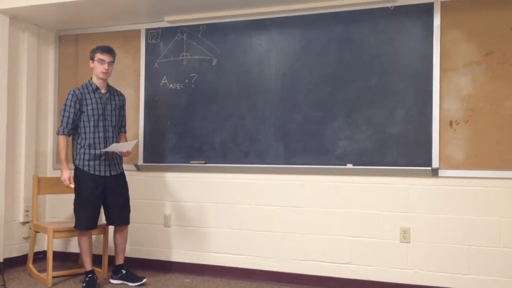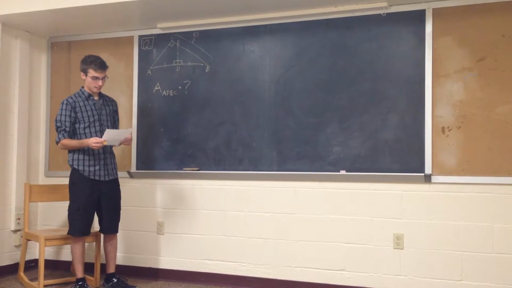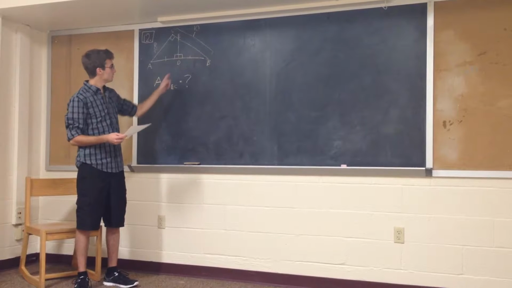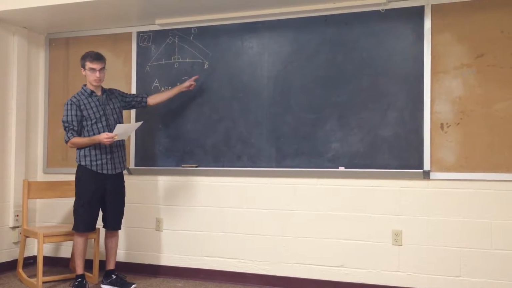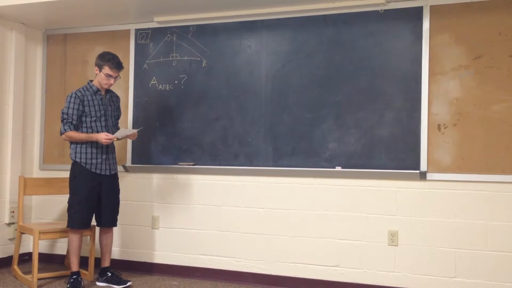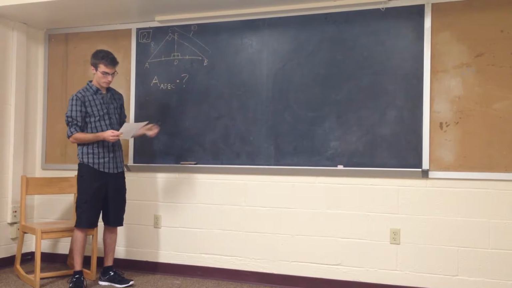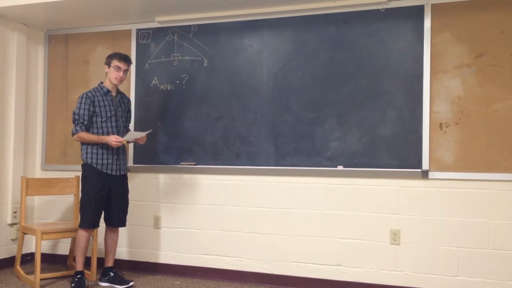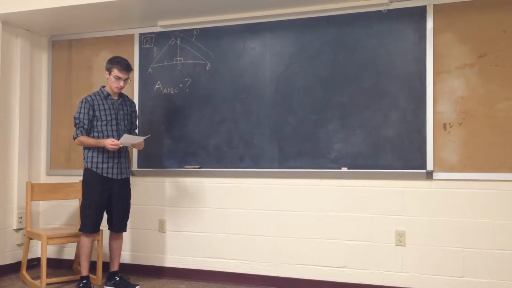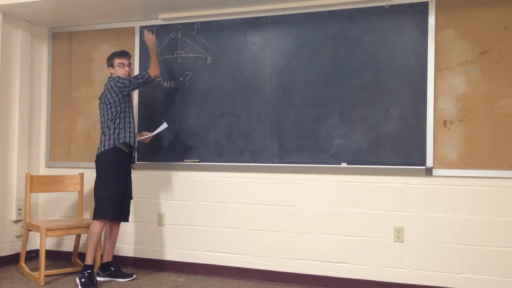All right, everyone, welcome to problem number 12. So, in the figure, it is given that C is a right angle, D is the midpoint of AB, meaning it divides them into equivalent segments, right? DE is perpendicular to AB, AC is equal to 8, and CB is equal to 10. So what is the area of quadrilateral ADEC?